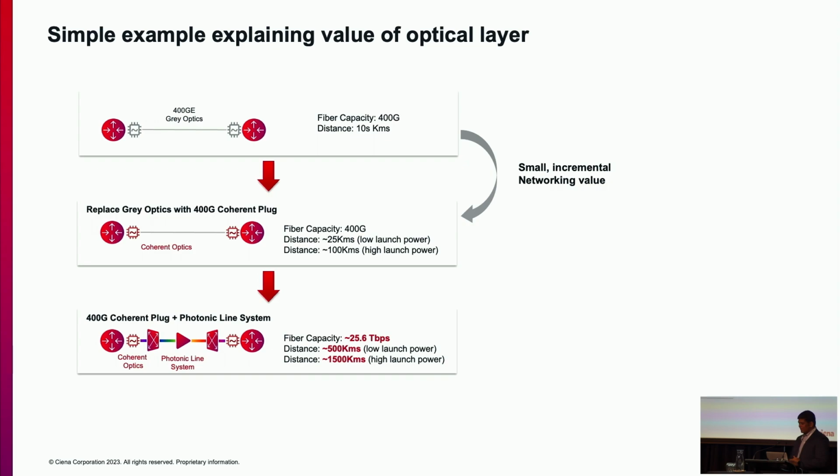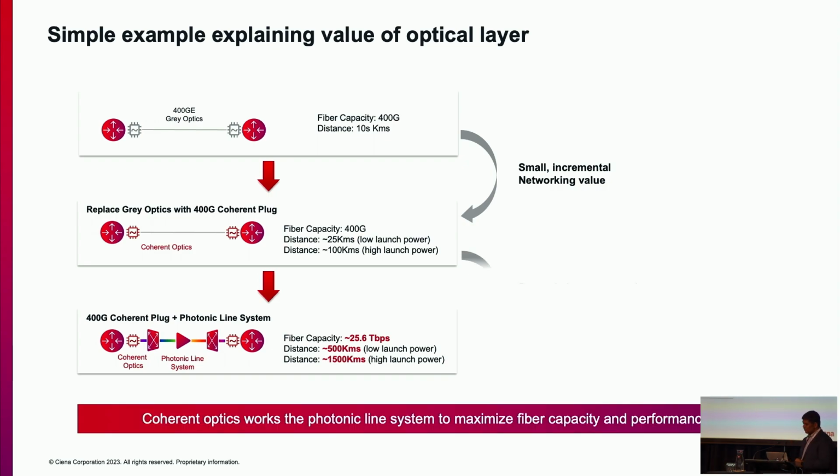So going from a gray plug to a coherent plug, there is a small incremental value, but when we add the photonic line system, we see a dramatic improvement in capacity and performance. So that's the value proposition the optical layer brings on board. It helps us maximize capacity and performance.